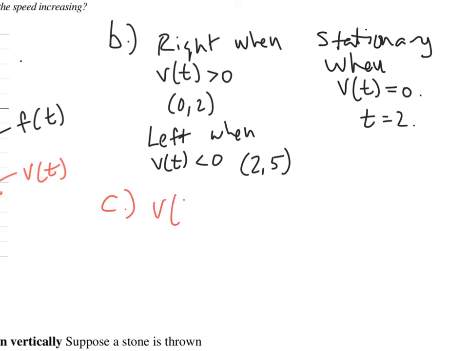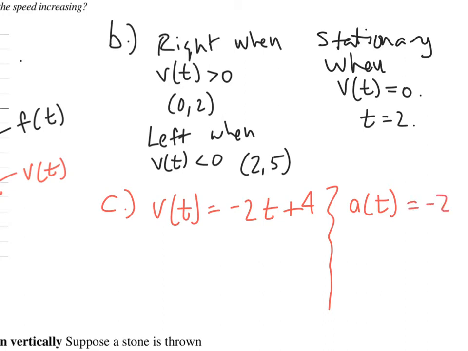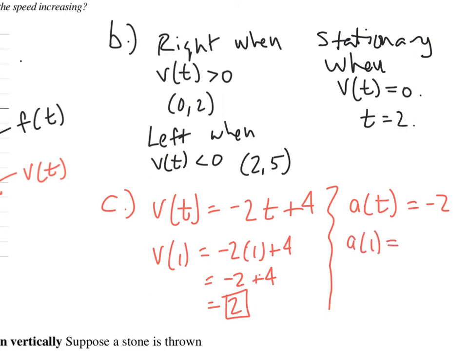So my velocity function v of t is equal to negative 2t plus 4. If I wanted to calculate my acceleration function, I would just take the derivative of my velocity, and that's just going to give me negative 2. It wants me to find my velocity at 1, so I plug in 1 and get negative 2 times 1 plus 4, which gives me negative 2 plus 4, which is 2. And then my acceleration at 1 is just negative 2. So here's my velocity, and here's my acceleration at 1.